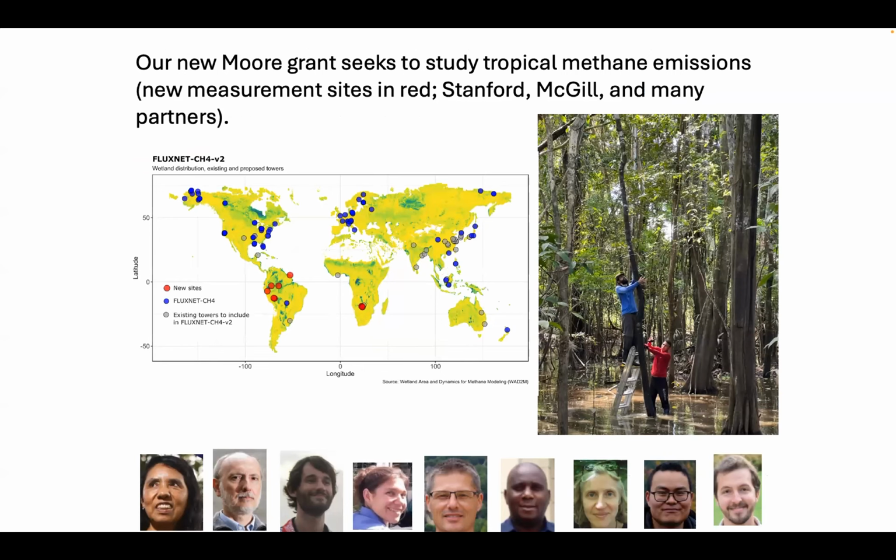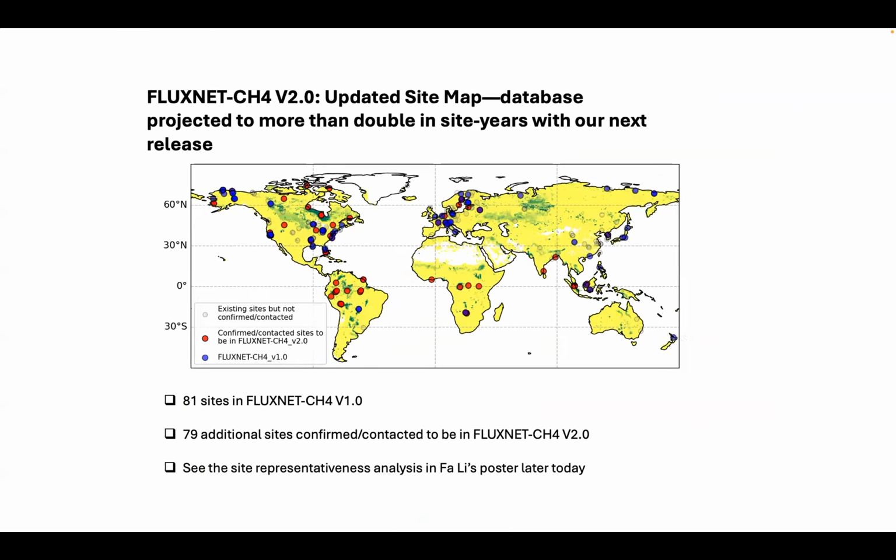And blue is FLUXNet V1, gray are sites that we think have methane flux towers but aren't in the network yet, and that we'd like to bring in to the network, and red are new or newly established sites. That's a picture of Ian Santos Fleischmann down in Miroa in Brazil.